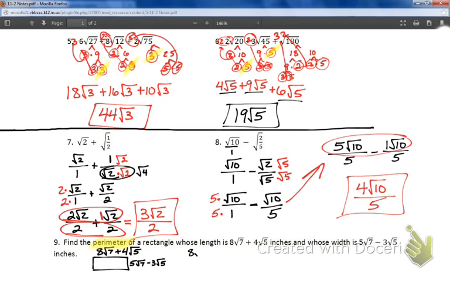The length is 8 root 7 plus 4 root 5, and there's going to be two lengths, right? So I'm going to add another 8 root 7 plus 4 root 5, and then you're going to add the width, which is 5 root 7 minus 3 root 5, and you're going to add another width of 5 root 7 minus 3 root 5. And now you're just going to combine all of your like terms.